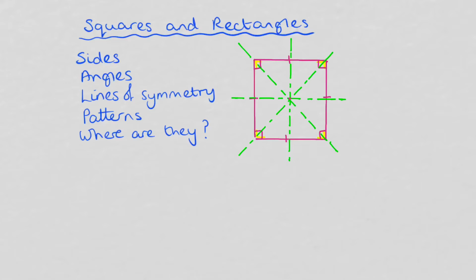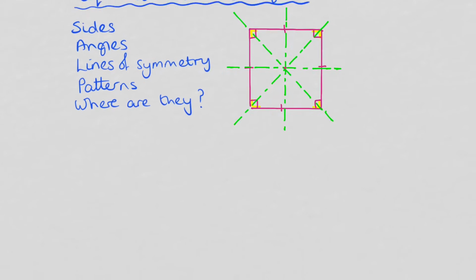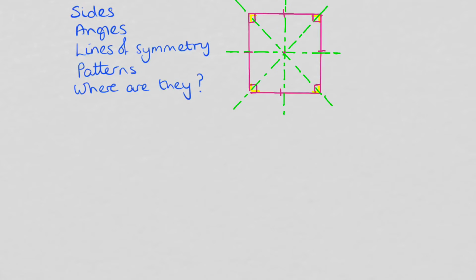Okay. Now let's think about patterns with squares. We can make lots of kinds of patterns with squares, and I would encourage you to have a go at this. The thing about squares is they've got, of course, all the same sides and all the same angles. So it's dead easy to make a pattern out of squares.